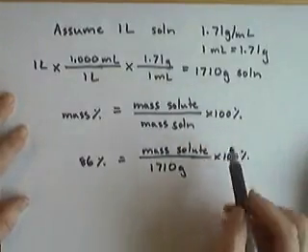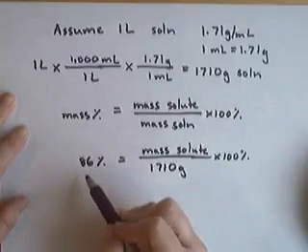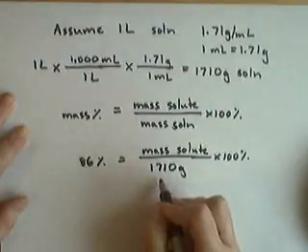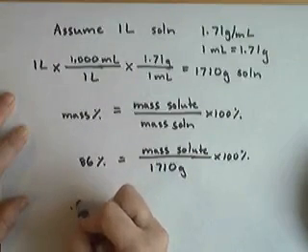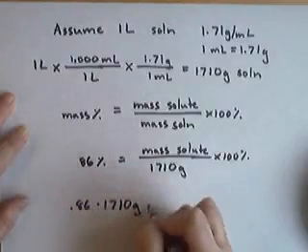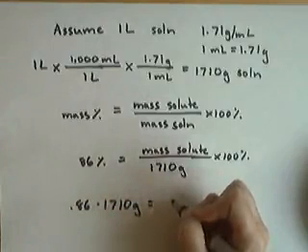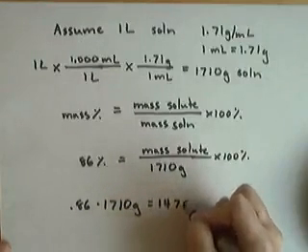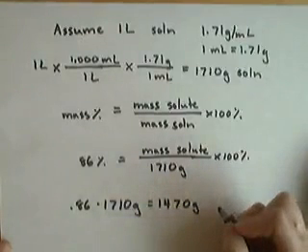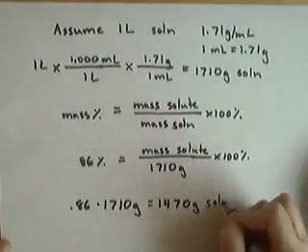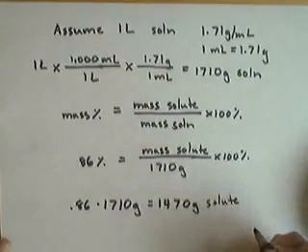So we can rearrange this, basically divide both sides by 100, so you get 0.86, and then multiply the 0.86 by the 1,710 grams. All right, 0.86 times 1,710 grams. And what that gives us is 1,470 grams, and that's grams of solute, okay?